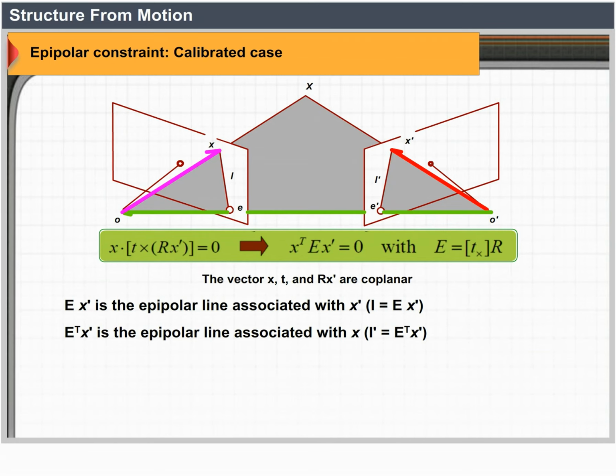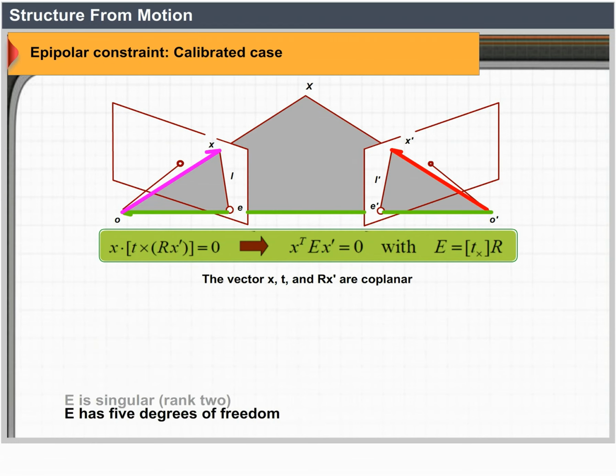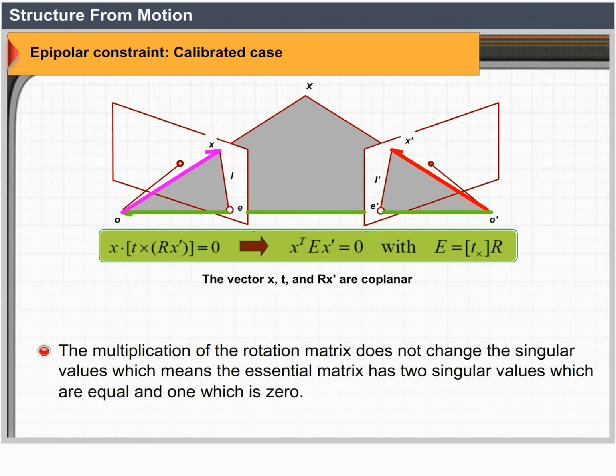x dash to the power T E x equals 0, and E to the power T e dash equals 0, E e equals 0. E is singular, rank 2, and E has 5 degrees of freedom. The skew-symmetric matrix must have 2 singular values which are equal and another which is 0. The multiplication of the rotation matrix does not change the singular values, which means that also the essential matrix has 2 singular values which are equal and one which is 0.